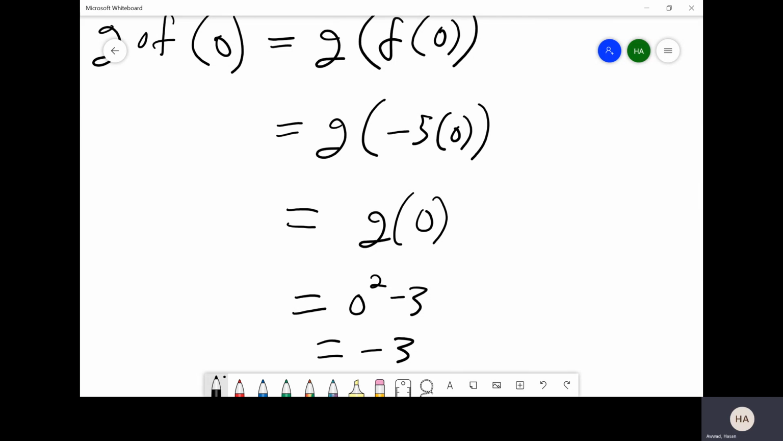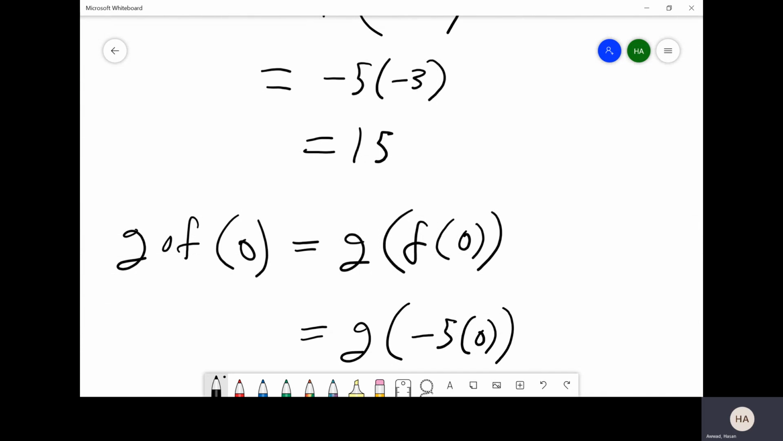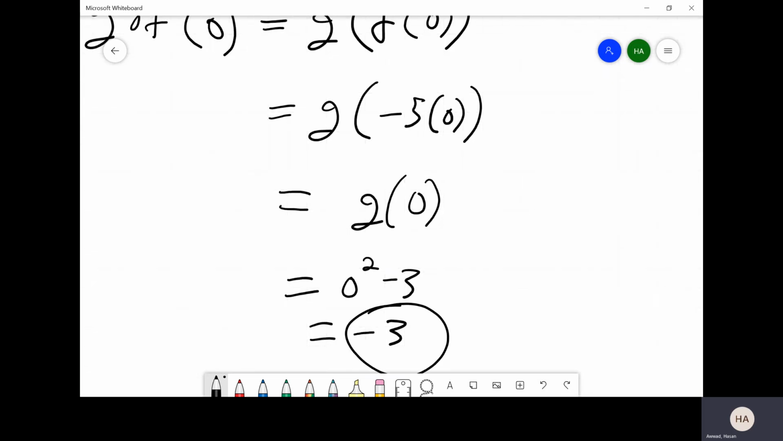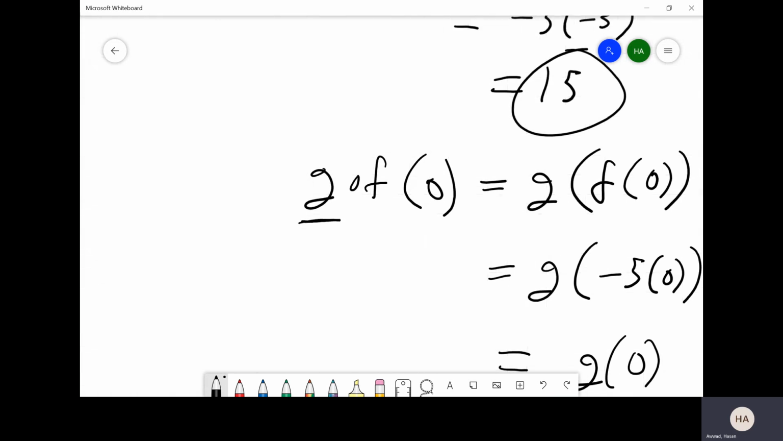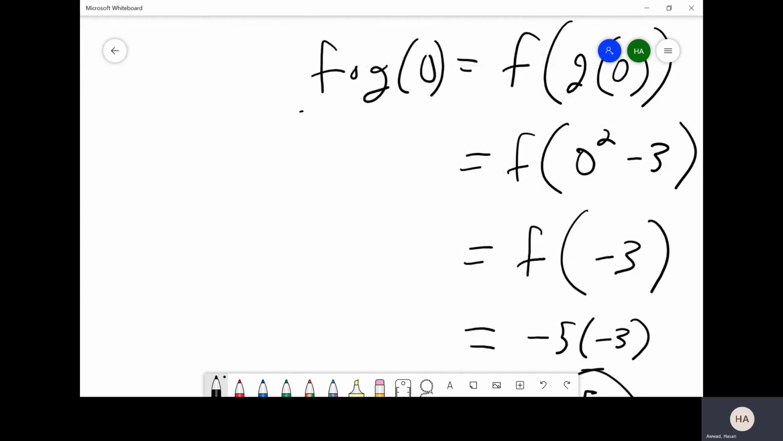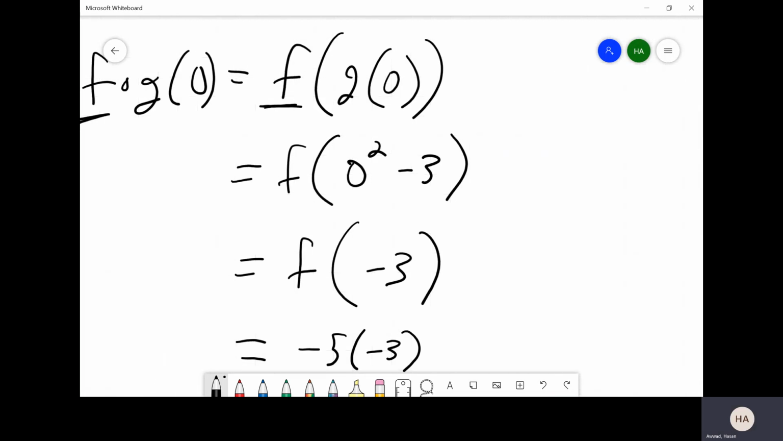And now what I want you guys to take away from this is, notice how we got 15 here and we got negative 3 here. Order matters. Because you have g on the left-hand side, that means g is your outer function. Because you have f on the left-hand side, that means you have f as your outer function. Order very much matters here, so please do not get confused with this. Okay, so that was the first two.